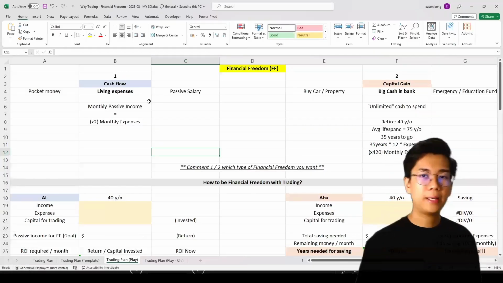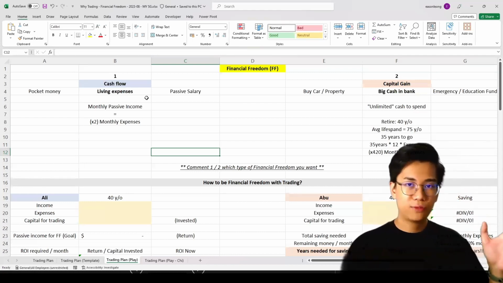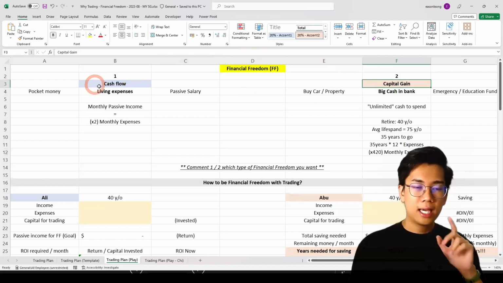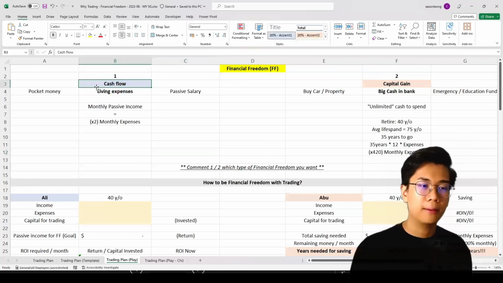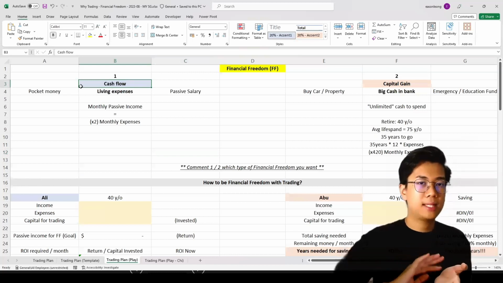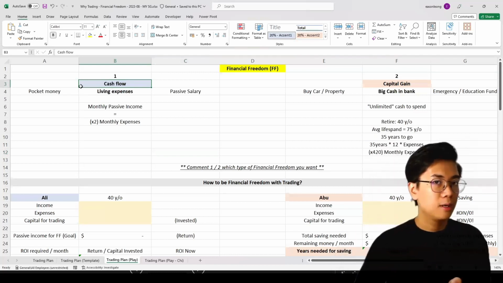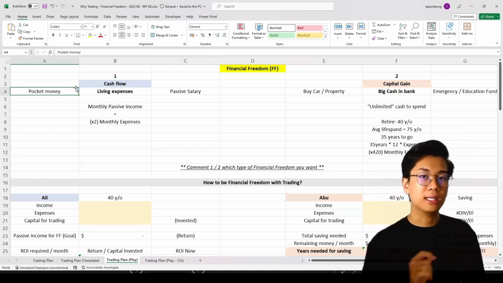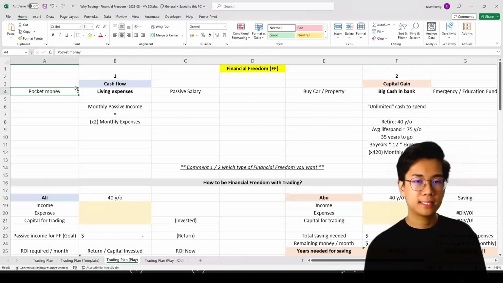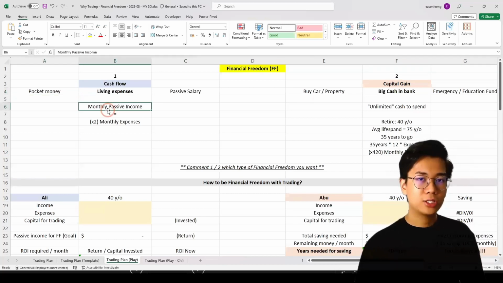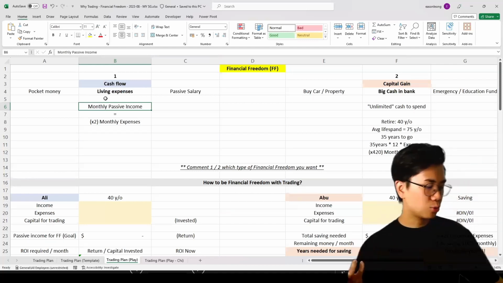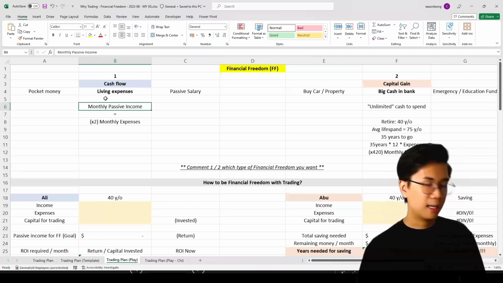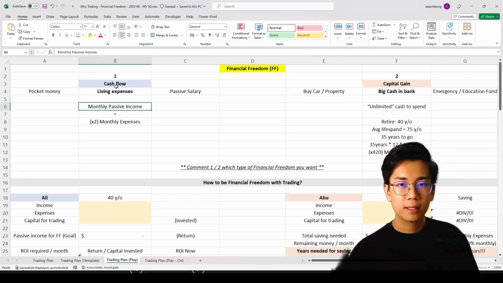Now over here, let me explain my own definition of financial freedom in cash flow and capital gain. Cash flow is whereby you use trading to generate unlimited cash every single month. From here, you earn money like pocket money, pumped into your pocket, and you can use it as your living expenses, as your passive salary. In order to be financially free, your monthly passive income needs to be at least 2 times your expenses, so that after you have spent all your money, you still have extra money to spend on your living expenses. Okay, either for saving also can.